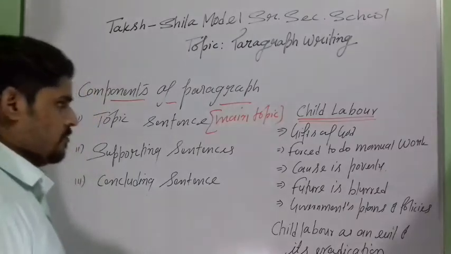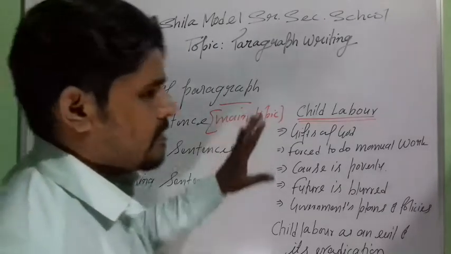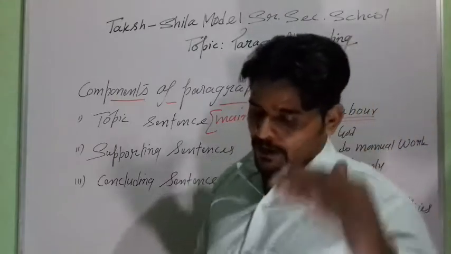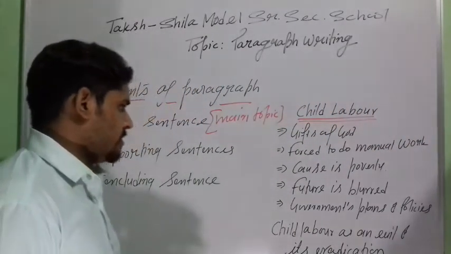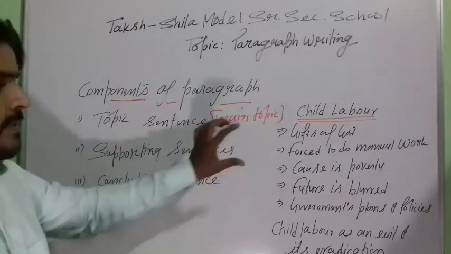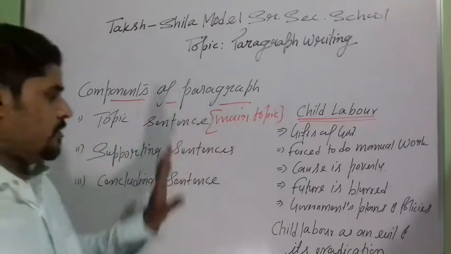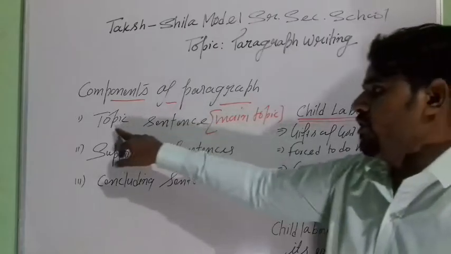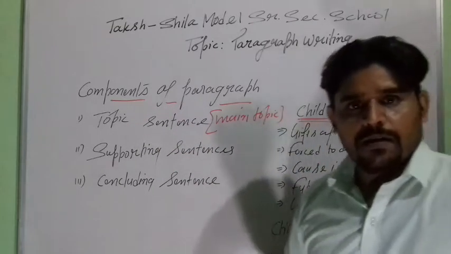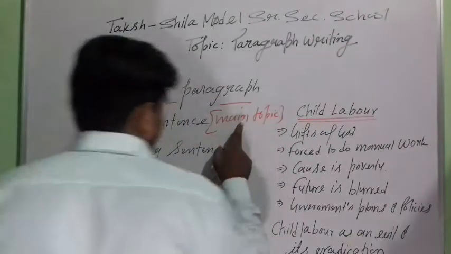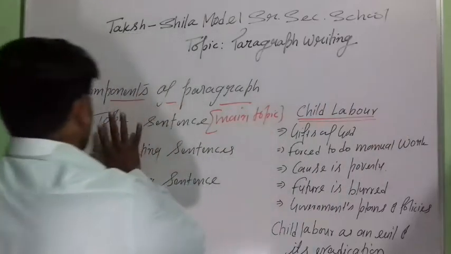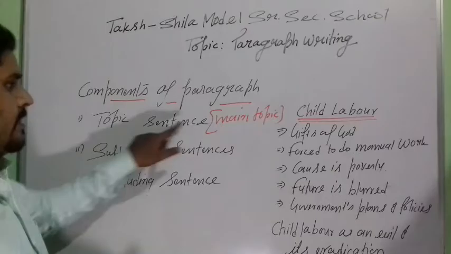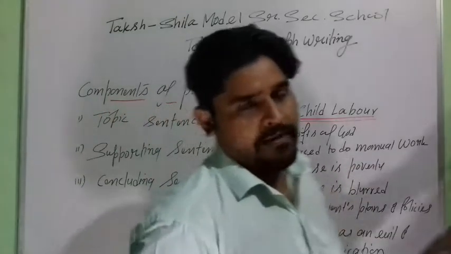So this just tells you about the main topic, main idea. When the reader takes a look at the topic of the paragraph writing, he or she comes to know that the supporting sentences will strictly be based on the main idea that is conveyed through the topic sentence of the paragraph. Topic sentence, main topic, that simply means you can consider this point number one as child labor. So this child labor is both the topic sentence and the main topic for the paragraph writing.